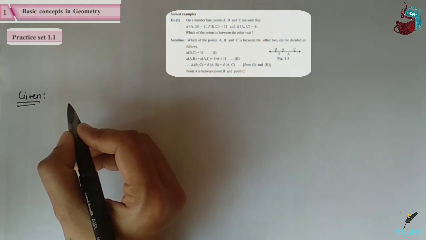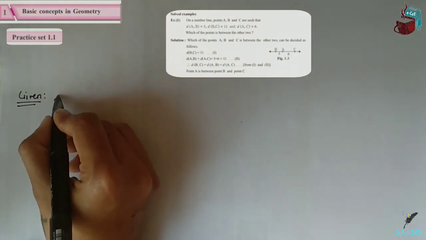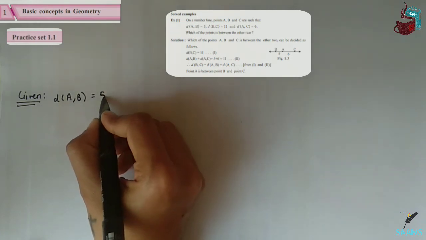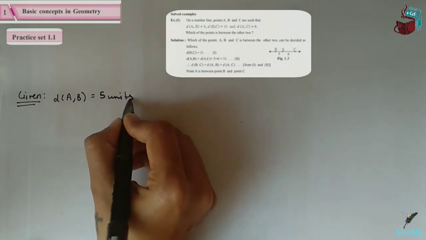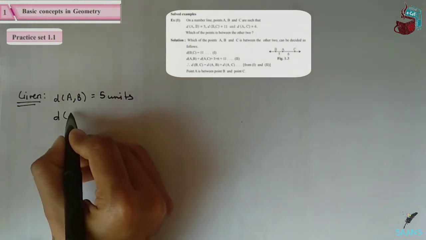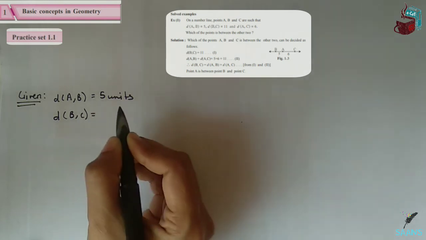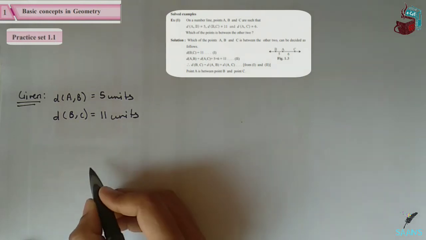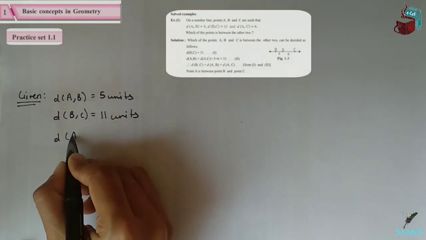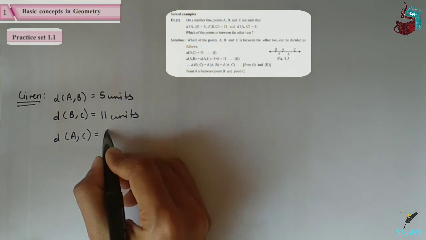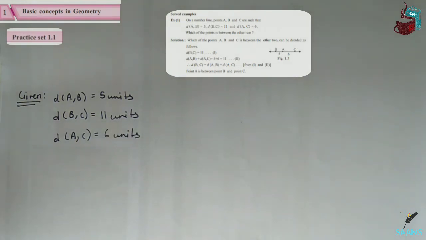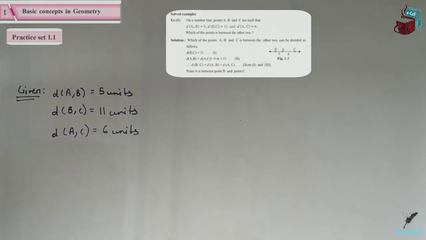Okay, distance AB is equal to 5 units, distance BC is equal to 11 units. Let's see, distance AC is equal to 6 units. So what do we have to find? Find which of the points is between the other two.